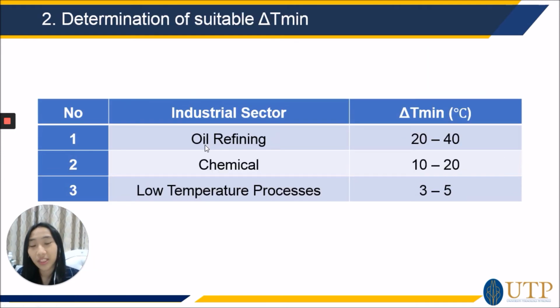Next will be the determination of the suitable delta T min. This table summarizes the typical delta T min values for the respective industrial sectors. For our case, it falls under the chemical industrial sector, where the delta T min value is around 10 to 20 degrees C, and we chose 20 degrees C.